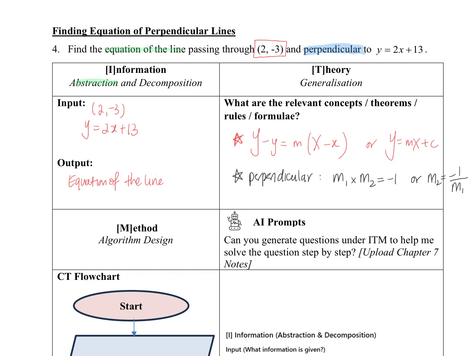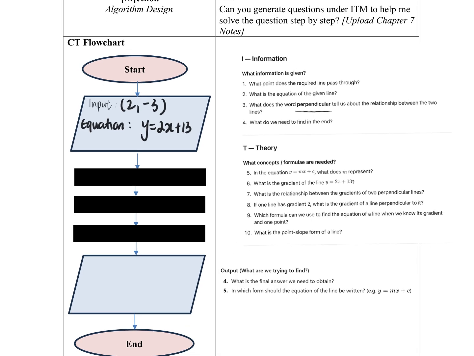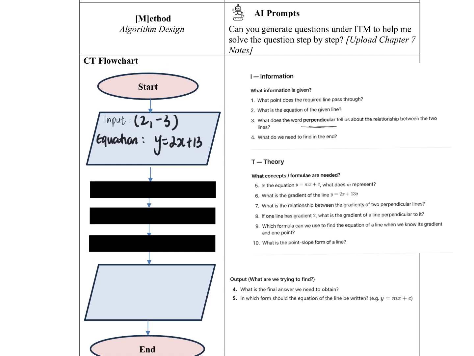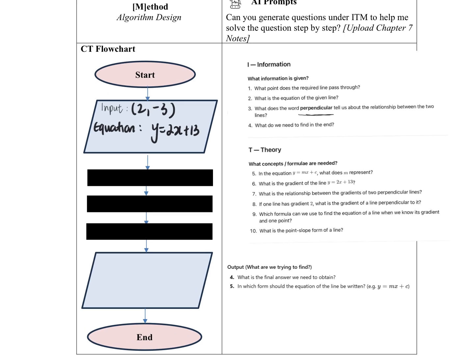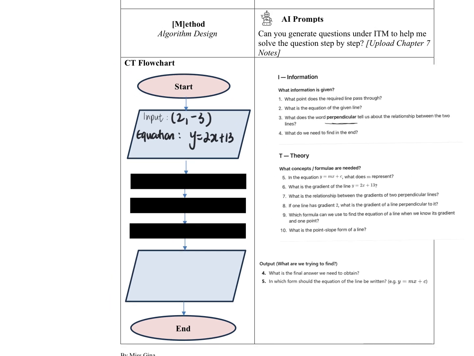So first things first, the word perpendicular tells you about the relationship that you want. So under the theory part, there are some processes that we need to go through. What do you think is the process that will help me solve the equation? Find gradient. Yeah, so I need the gradient. But what is the theory that helps me find my gradient? How can I find the gradient of the perpendicular line?